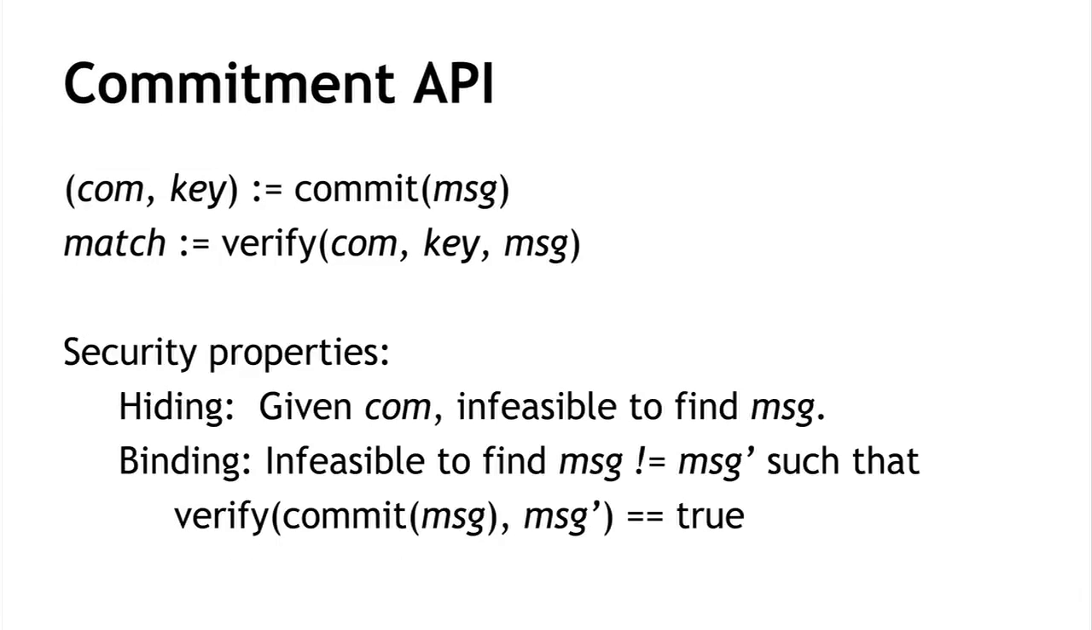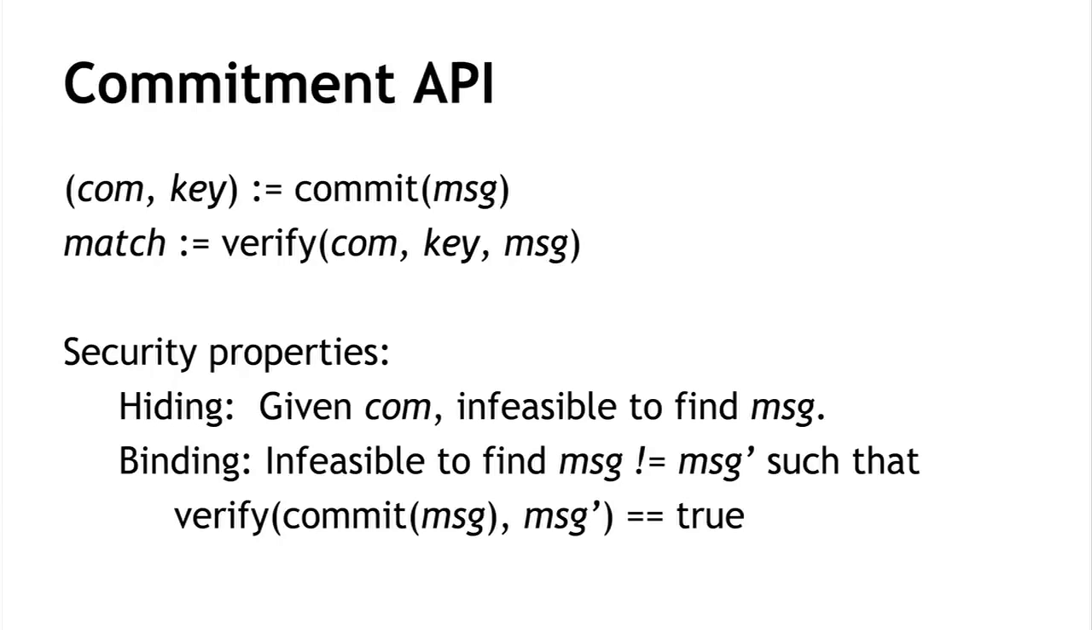And in particular, the two security properties are these. First, given COM, the commitment, the envelope on the table, someone just looking at the envelope can't figure out what the message is. The second property is that it's binding, that when you commit to what's in the envelope, you can't change your mind later. That is, it's infeasible to find two different messages such that you can commit to one message and then later claim that you committed to another, and the whole thing will verify. Okay, so how do we know that these two properties hold?